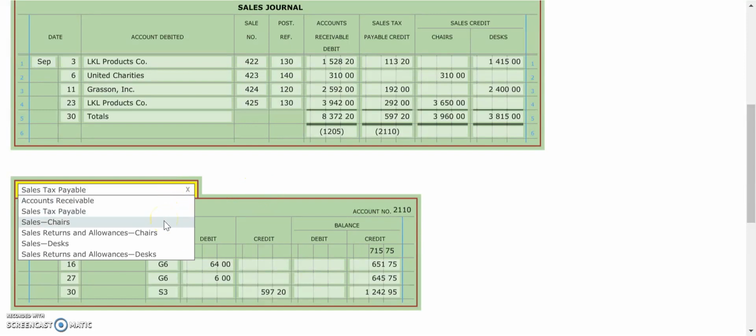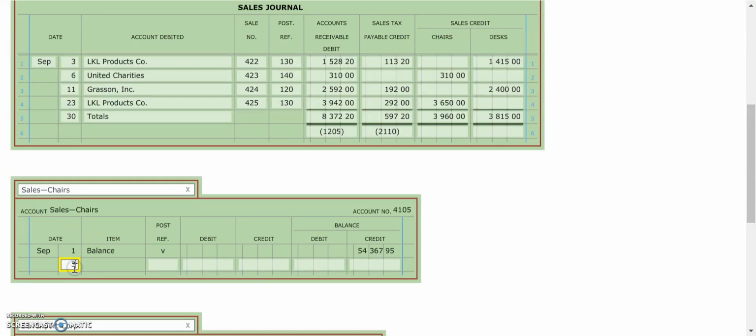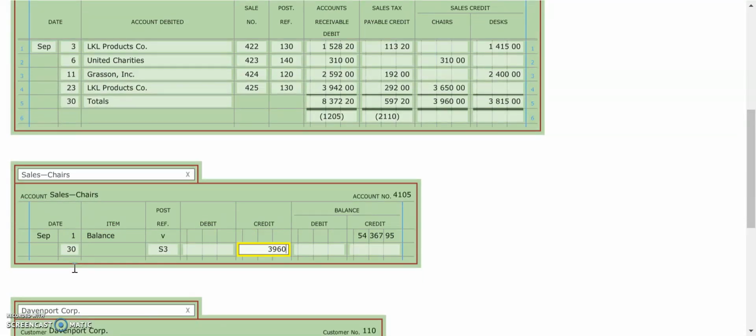Now remember that sales is going to be departmentalized, so we've got sales for chairs and sales for desks. So we'll do our sales for chairs first, and we put the 30th S3, and this is a credit for 3,960. So we are adding these two together, 58,327.95, and our account number is 4105. And our last thing to do is do our desks. Our sales for desks is on the 30th, S3, another credit for $3,815. And of course, again, adding because sales has a credit balance. New total is $52,902.98. And then we come right back up here and put 4205 with the parentheses, and we have completed our posting.